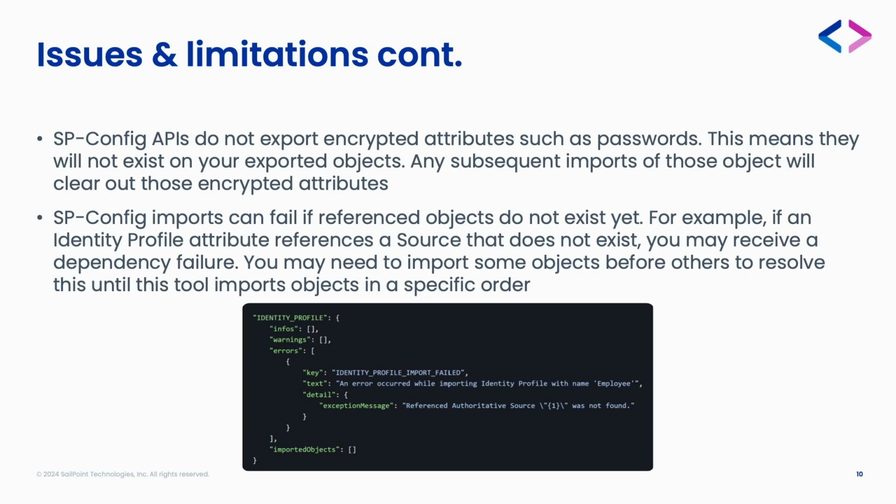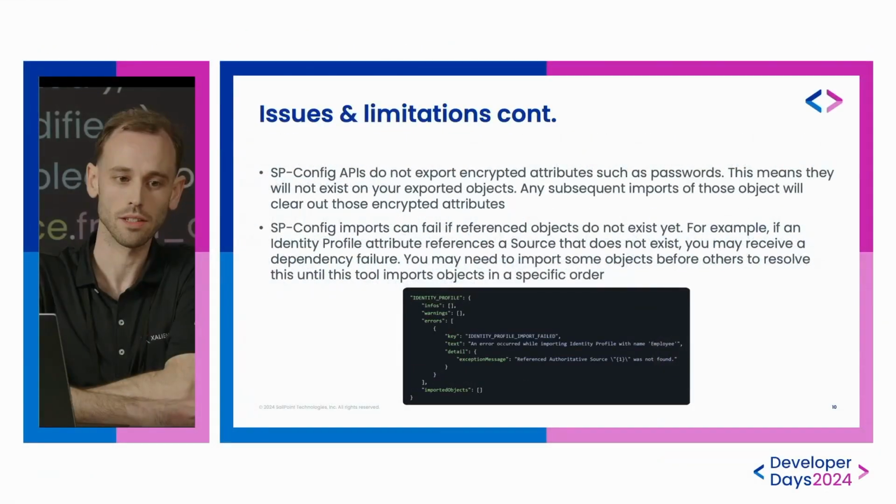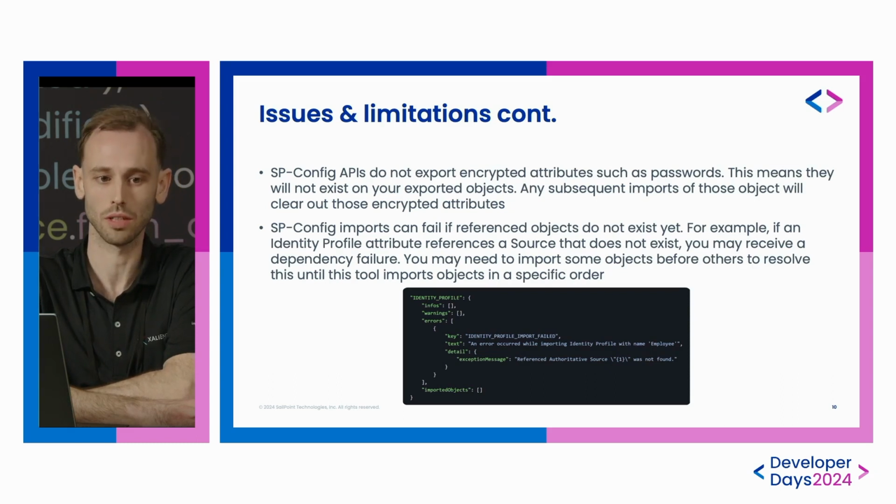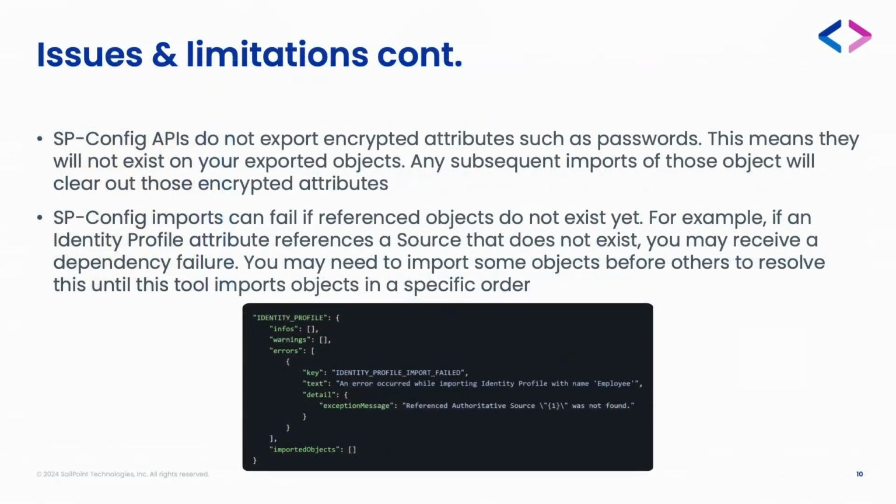So if you're deploying updates to a source, for example, you might need to re-enter those credentials even though they were there prior. And then lastly, what I mentioned before about the dependencies, your SPConfig imports can actually fail if reference objects do not exist yet. For example, if you're trying to deploy an identity profile from Sandbox to your production environment, and a source does not exist yet for an identity attribute, like a direct identity attribute that's referenced from a source, you'll receive a dependency failure like the example that you see below.